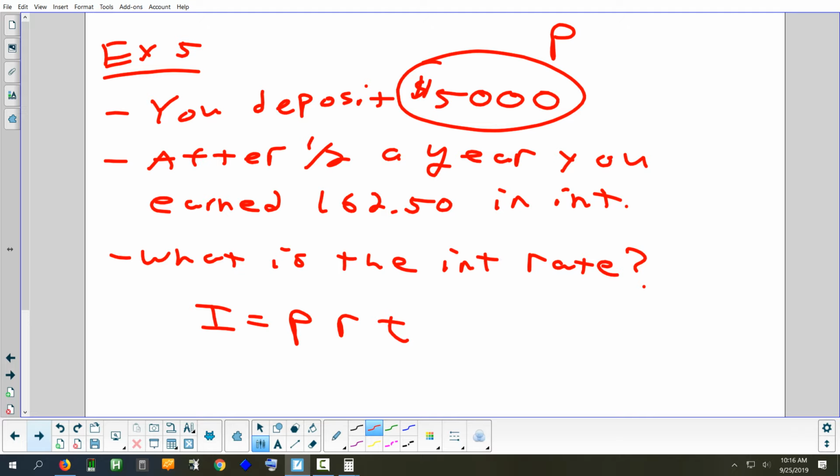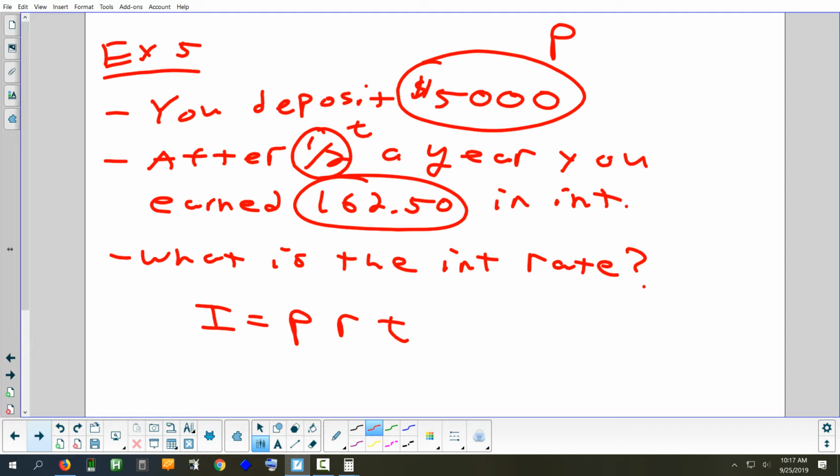It says after half a year. What's the 1/2? Time, right? Half a year? Now, if they had that in months, it would say 6 months. I'm going to try to make sure on the test it says years, so you don't have to convert months to years. So half a year. 162.50. What's that? That's your interest. That interest is money that the bank paid you just because you let them keep your money safe in their bank.